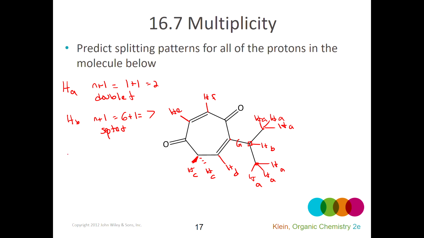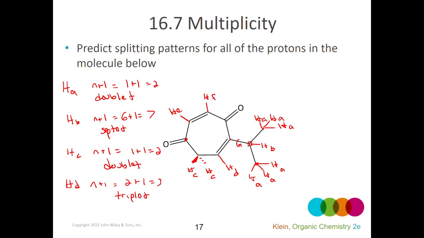Alright, let's look at HC. What's happening with HC? It can't be split by another HC, they're equivalent. There's nothing over here to split it. It's only split by D. And so that one hydrogen would give me a doublet. HD is split by C, but there are 2 equivalent hydrogens there. So in this case, N equals 2, and I would expect to see a triplet for that signal.